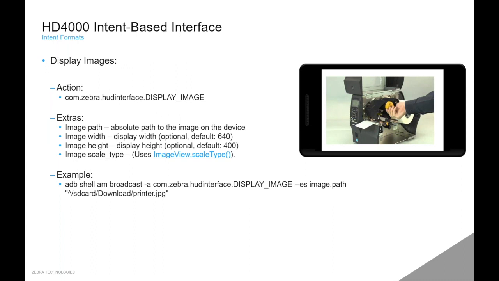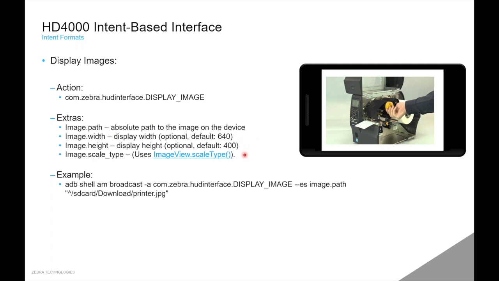We also have support for displaying images. So in this case, you would call display underscore image. You would send the intent, sorry, display underscore image, and these are the extras that you would pass through. There's only one that's required, and this is the absolute path to the image on the device that you want to display.